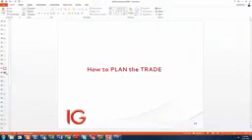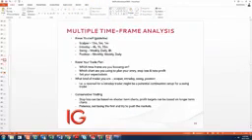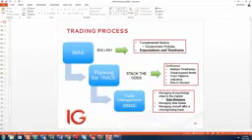Any questions so far? Okay, there are no questions. I'm going to move on to a few more examples. So what I've shown you so far is, number one, how to identify trends based on price action. Number two, how to identify change of trends. Number three, how to plan a trade using multiple time frames. And lastly, how you put them together and plan a trade.